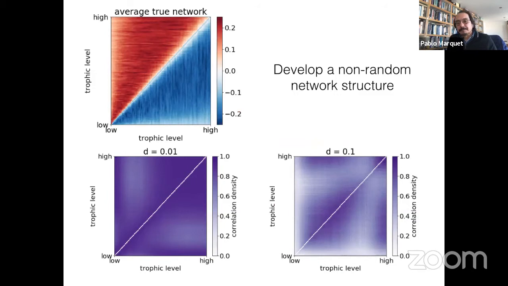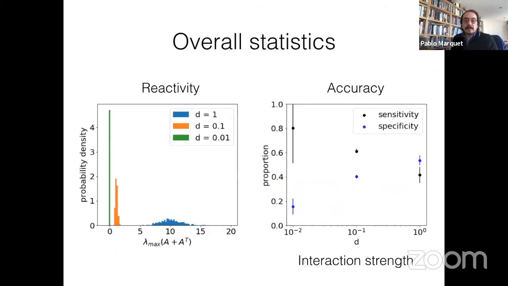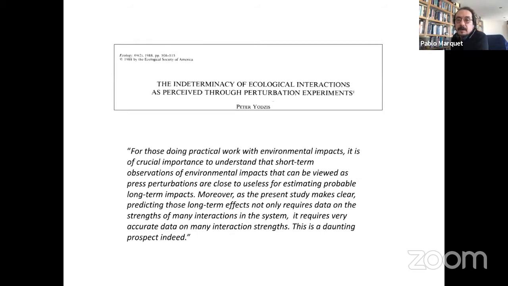So in general, what is happening is that as you increase the interaction strength, you start increasing the reactivity of the system. Here are the probability densities for the different reactivities for these matrices, and you see that as you increase the interaction strength, the reactivity, or the time it takes for the system to go back to or reach equilibrium, gets much larger.